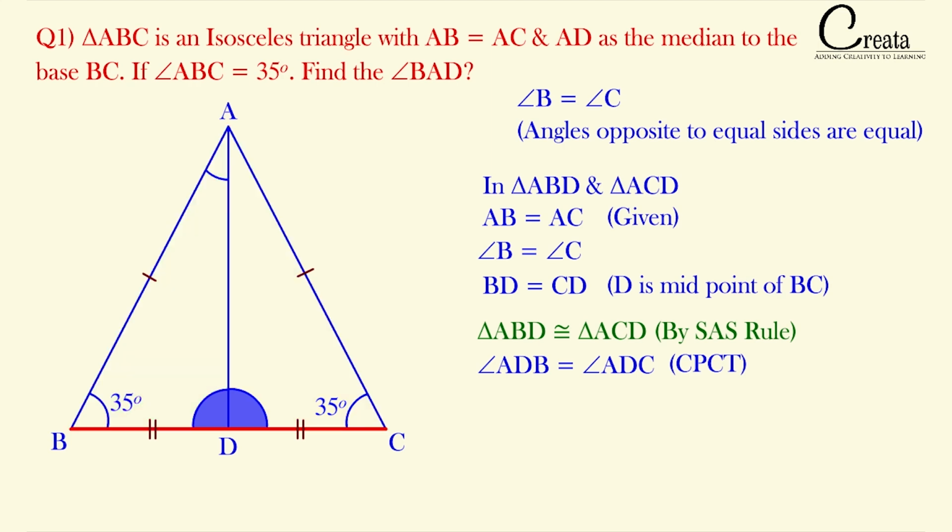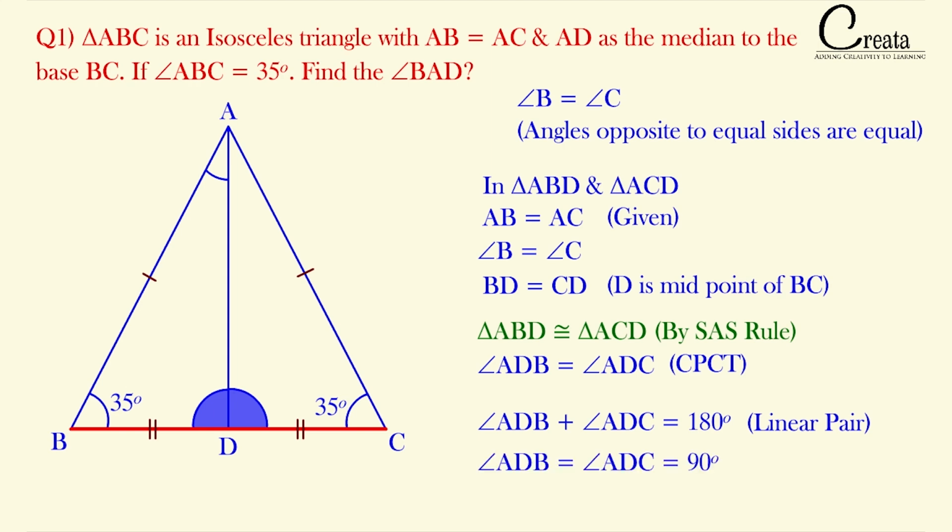And BC is a straight line, means the sum of both of these angles is equal to 180 degree. Okay, linear pair axiom we have applied. So we got angle ADB is equal to angle ADC, which is equal to 90 degree. That is, both of these angles will be equal to 90 degree.